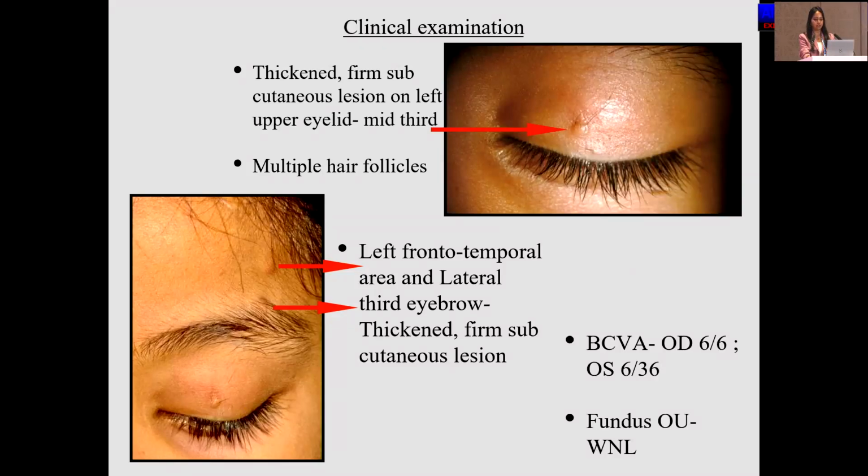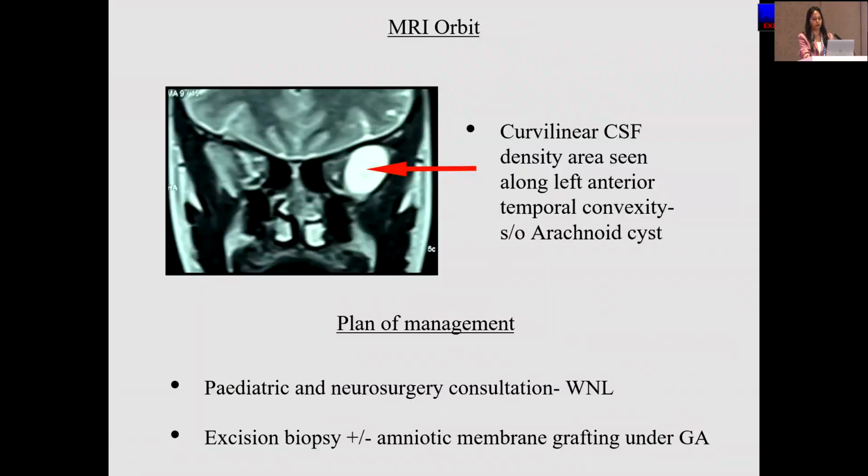On further examination, we could see a thick and firm subcutaneous lesion on the left upper eyelid middle third, which had increased hair follicles. A similar lesion was noted in the left frontotemporal area and lateral third of the eyebrow. However, the hair follicles were of normal numbers. Her best corrected visual acuity in the right eye was 6/6 and the left eye was 6/36 with plus 3 diopters spherical and minus 2.5 diopters cylindrical. The fundus examination was within normal limits, suggesting that the left eye had gone into amblyopia. On further investigation, the MRI orbit revealed an arachnoid cyst along the left anterior temporal convexity.